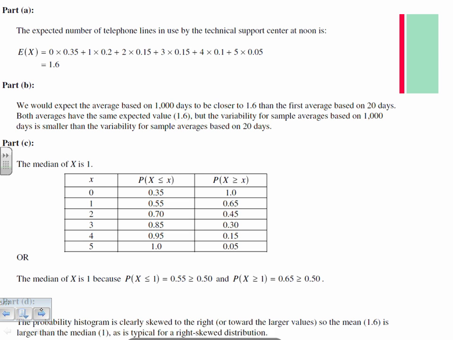So the first one, you just had to find the expected value, and if you wanted to put that in the list, you can. Okay. So part B, we expect the average based on 1,000 days to be closer to 1.6 than the first average based on 20 days. Both averages have the same expected value, but the variability for the sample of 1,000 would be smaller. So the more data you collect, the smaller the variability.